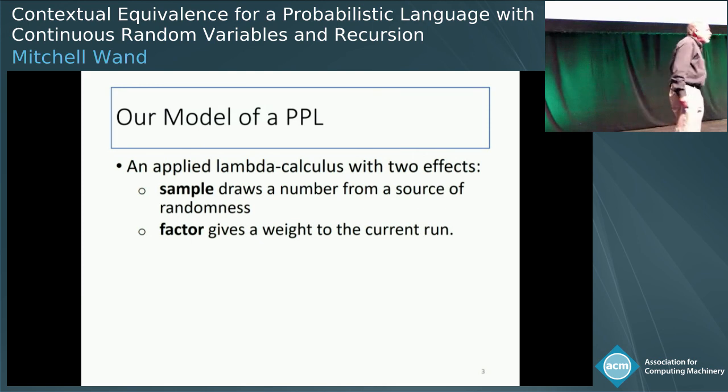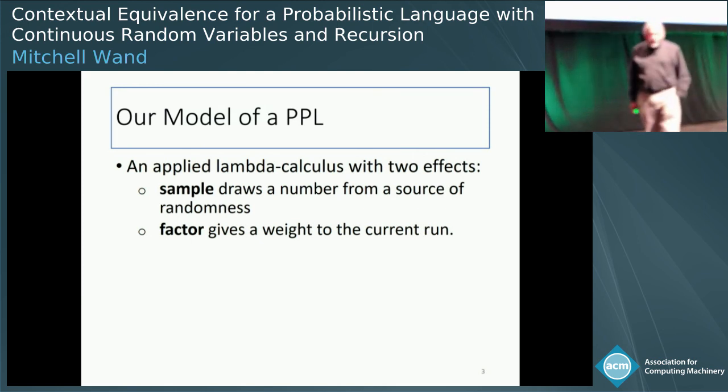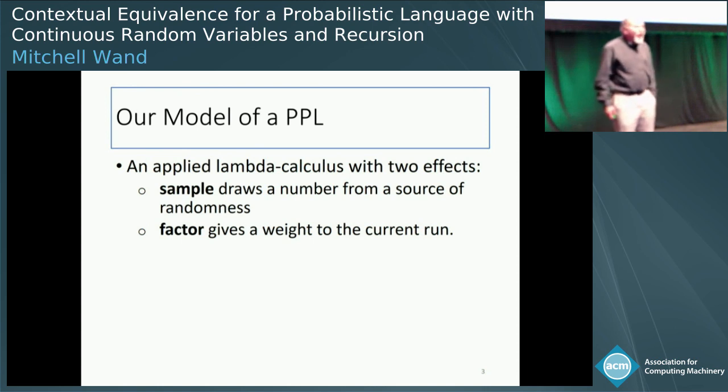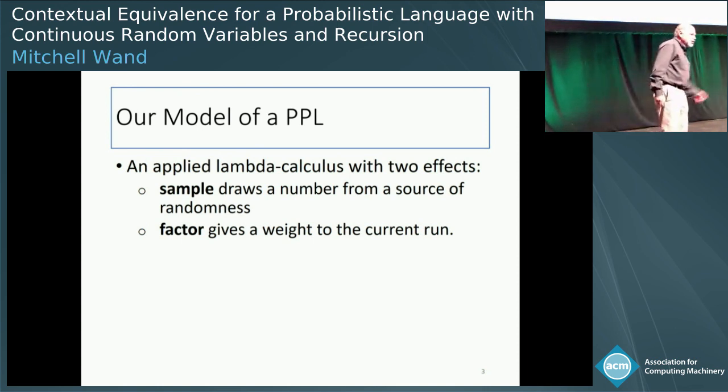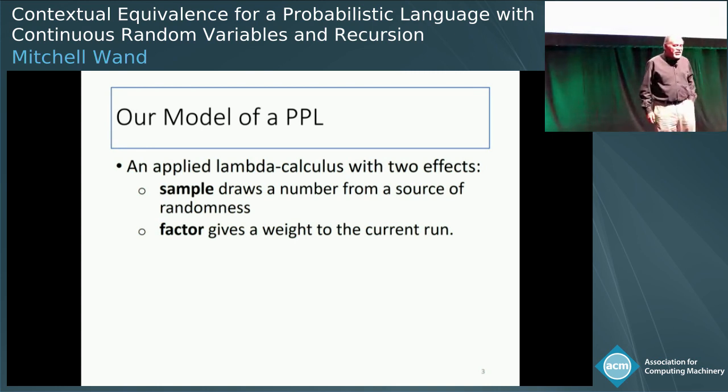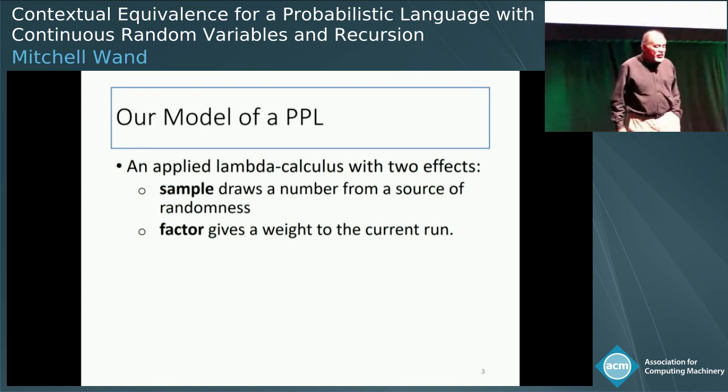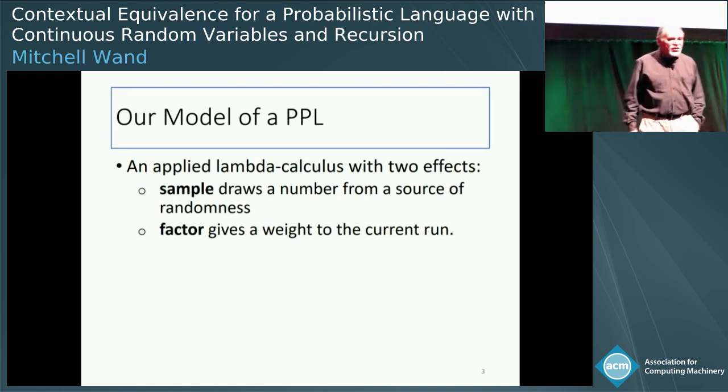What is a probabilistic programming language? Well, we think of a probabilistic programming language as an applied lambda calculus with two effects. There's an effect called sample, which is going to draw a sample from a source of randomness, and factor, which gives a weight to the current run. It gives a score.